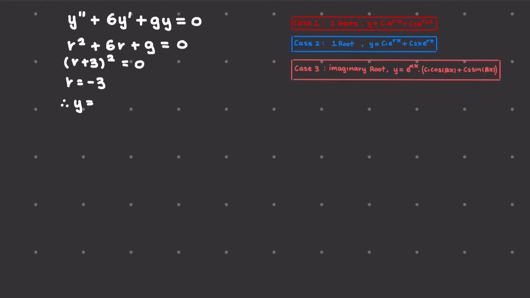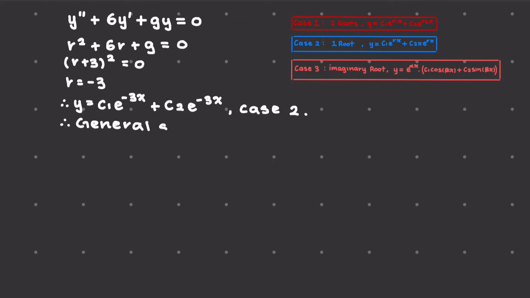So back to this example, our final solution for this one is y = c1 times e to the rx, which is e^(-3x), plus c2 times e to the rx again, which is e^(-3x). And this is using case number 2. And remember, this is a general solution since no initial condition was given at the start of the problem.